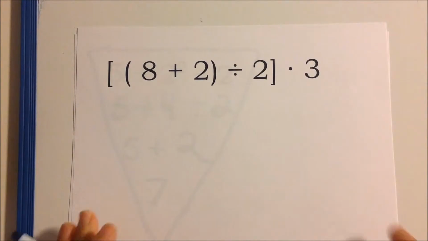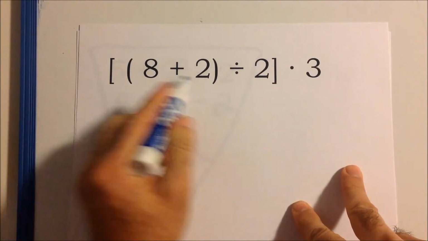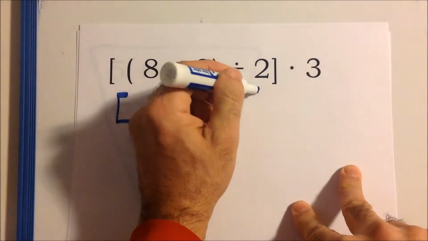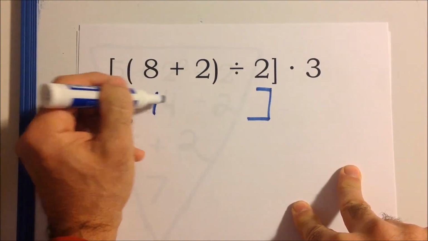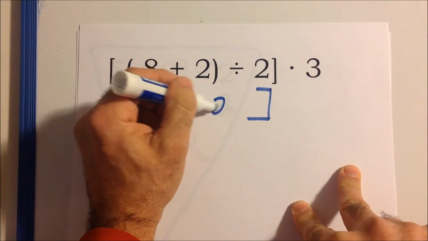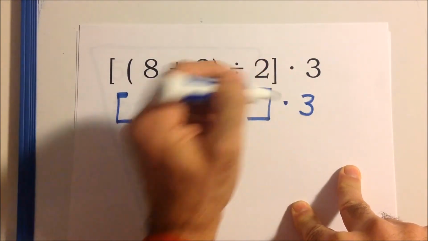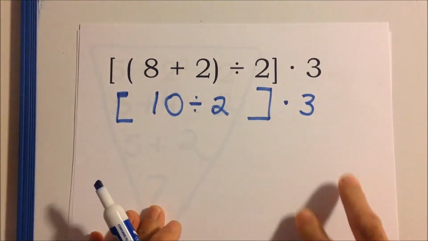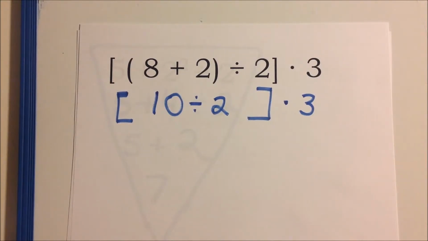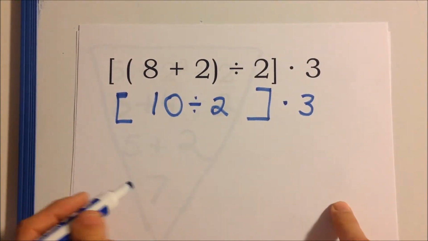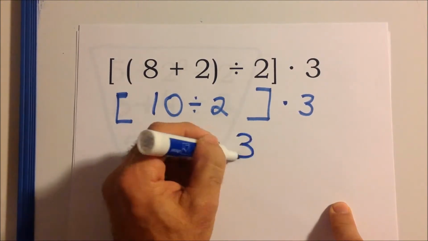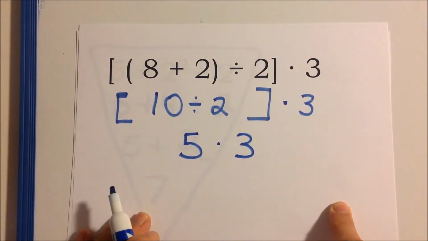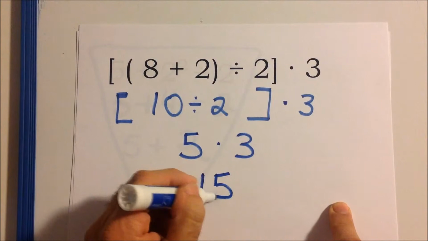Okay, well, within the brackets, we want to do the parentheses, right? So we're going to put that out, and we have 8 plus 2, right? We want to do parentheses first, so we have 10 divided by 2 times 3. Remember, that's the times sign. Now, the brackets aren't done yet because we have to do 10 divided by 2. 10 divided by 2 is 5. Now the brackets are gone, and we just do 5 times 3, and we get 15.